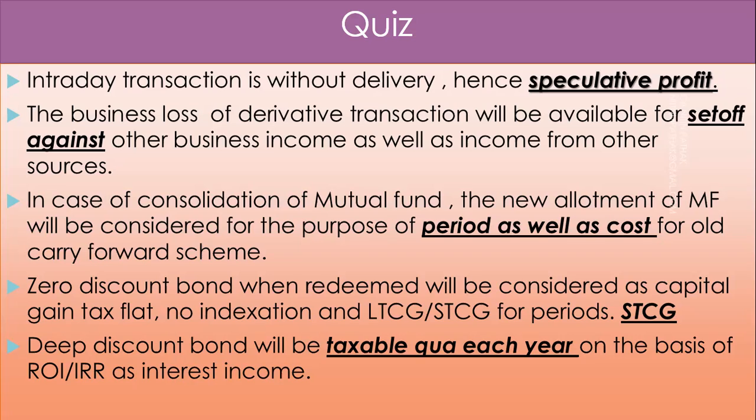Zero discount bond when redeemed will be considered as capital gain, tax flat, no indexation, and long term for a period available. Otherwise it would be a short term capital gain. Deep discount bond: suppose I bought it for 1000 and after a period of 20 years I would be getting 1 lakh. Neither would it be a long term capital gain nor a short term gain. It would be considered on the basis of IRR or rate of return. Every year there would be an added income as interest income and would be liable for tax each year.